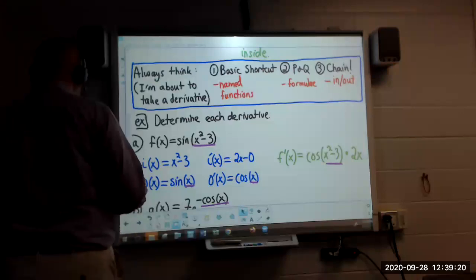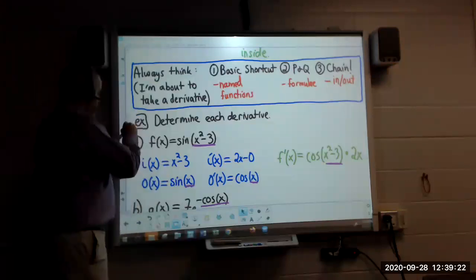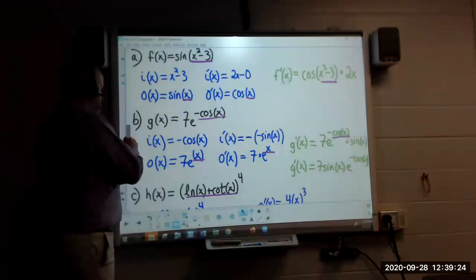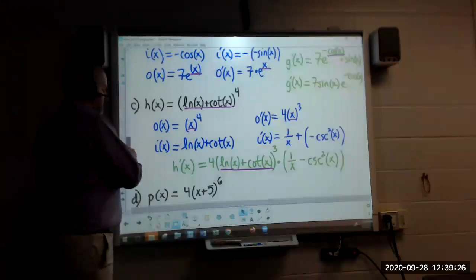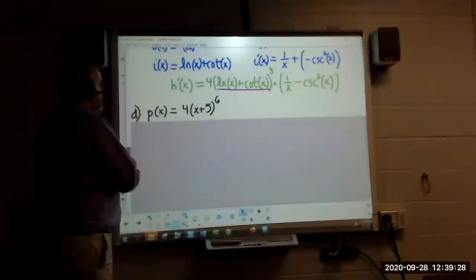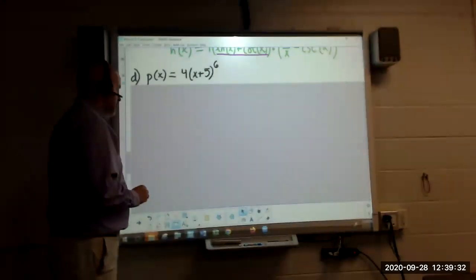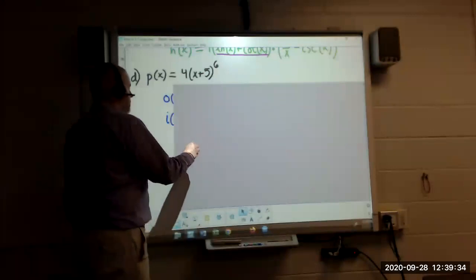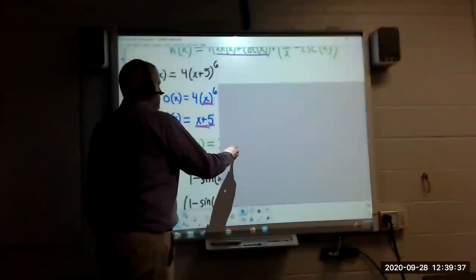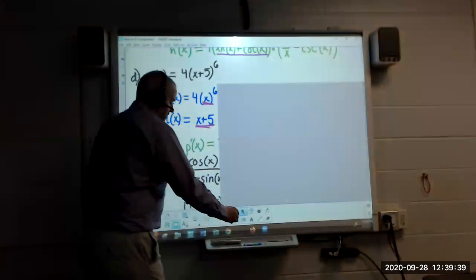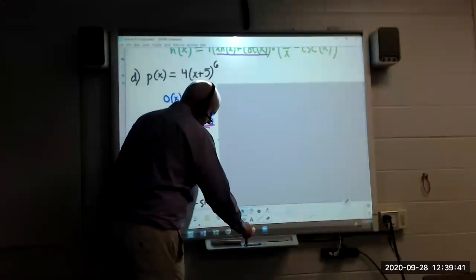You've been spoiled here for these first four into thinking that we're always going to use the chain rule and it's always going to be set up ahead of time. And while you're always going to think about using the chain rule, you're not always going to use the chain rule. So we're using the chain rule, which means we need to identify an inside function.